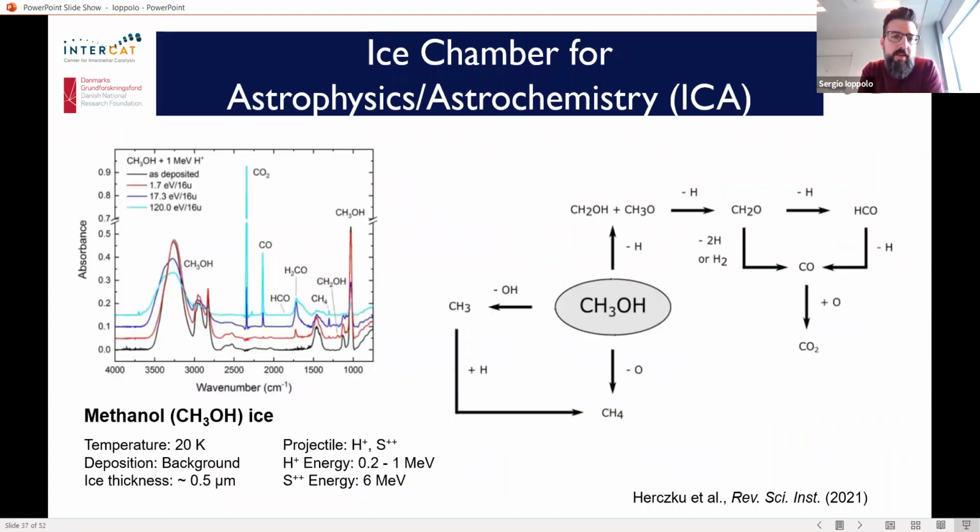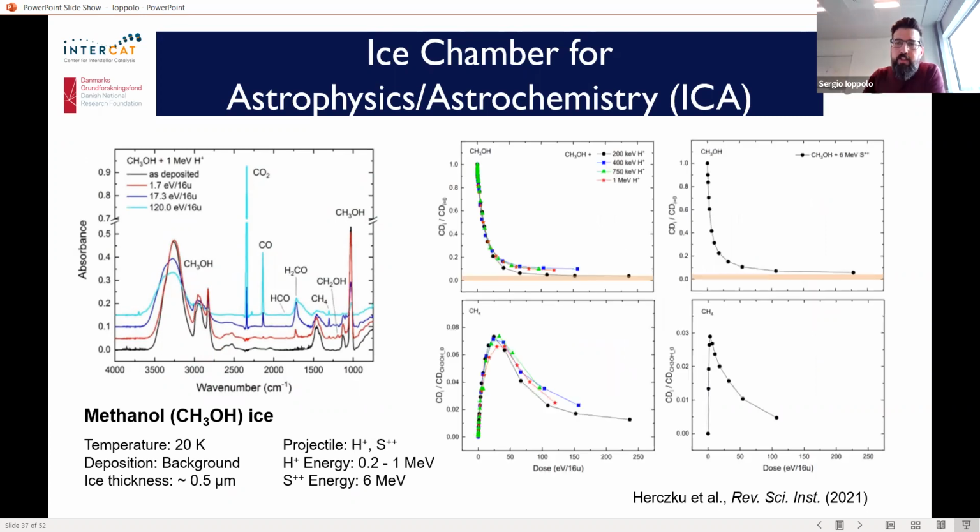One thing that we tried was methanol irradiation. We know that when irradiating methanol, you form lots of things, and indeed that's what we saw. But the thing that we could now compare is the same projectile, so protons at different energies, and it shows similar results for the destruction of methanol and the formation of other species.